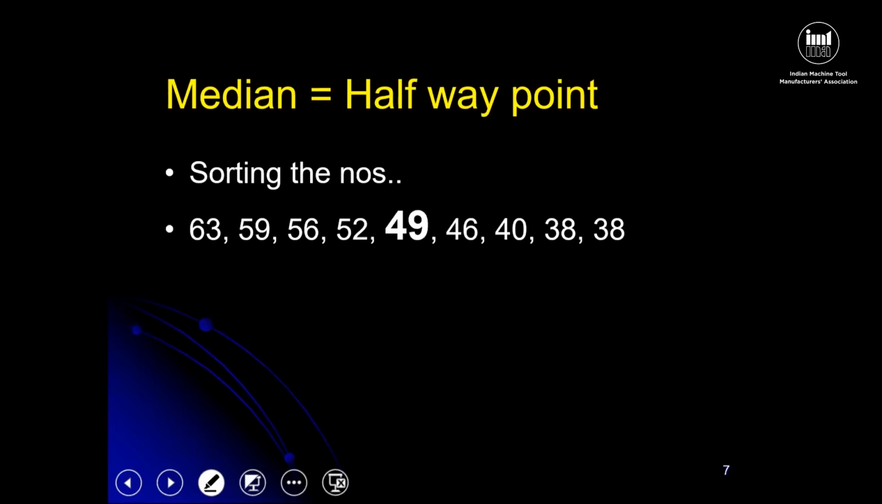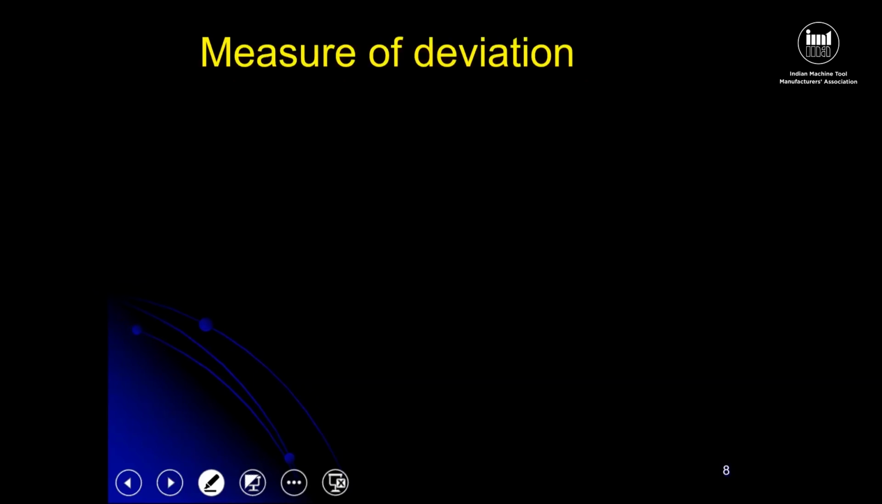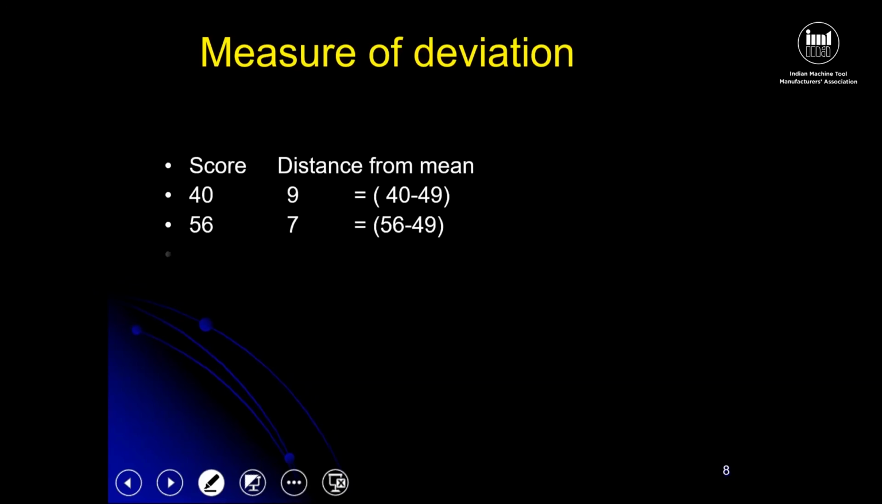Now, is there anything further we can do to find out the probability of what he is likely to score today? So we say, okay, let's have a look. Let us find out the distance of each score from the average or mean. For example, the first score was 40, so 40 minus 49 would be 9, and we take the absolute value of that. We do that for all the numbers, and this is what we get. So we've got the distance from the mean for all the scores.